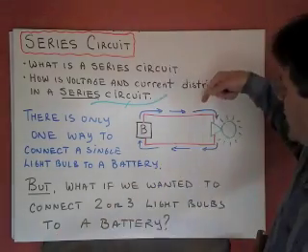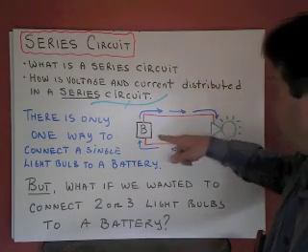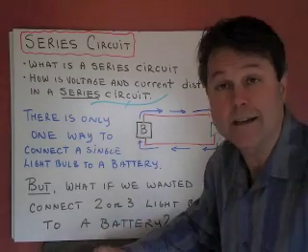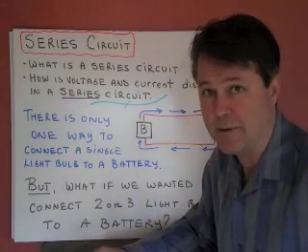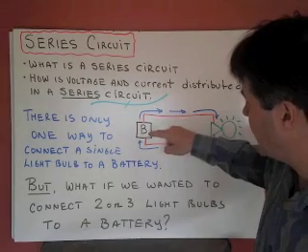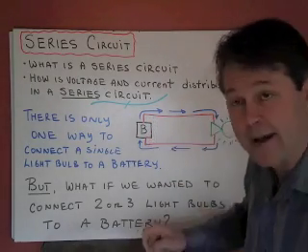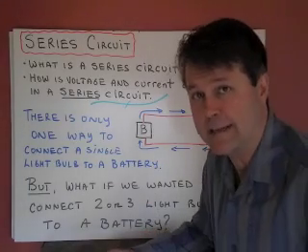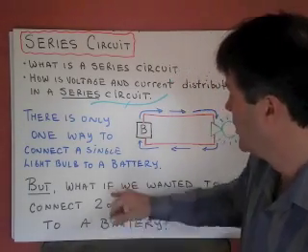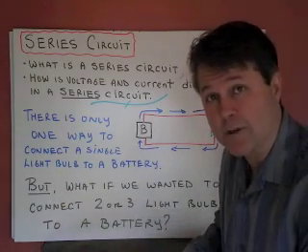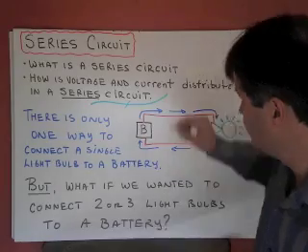So here I have a sketch of a light bulb in series with a battery. Now there is only one way to connect a single light bulb with a battery. We have a battery, wire, light bulb, wire, battery. There's no other way of making that connection. But what happens if we wanted to connect 2 or 3 light bulbs together?